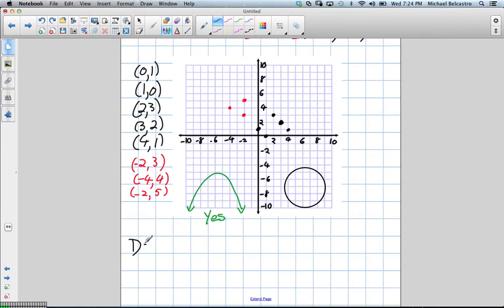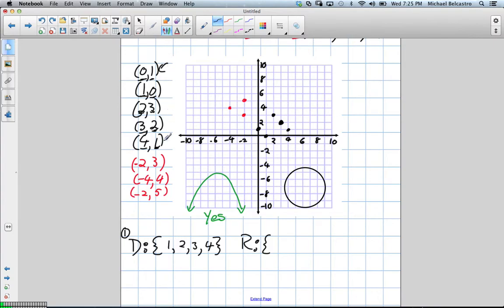Our domain deals with all of the x values. Well, if we quickly look, our x values are 0, 1, 2, 3, and 4. There's nothing else to it, so it's very simple. Their domain is 0, 1, 2, 3, 4. Very simple. That's for our first one. The range are our y values. Well, our y values are 0, 1, 2, and 3.